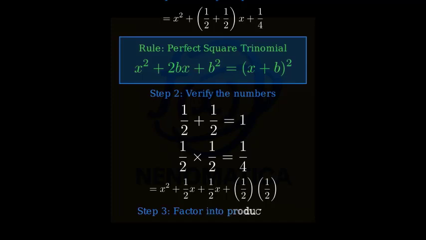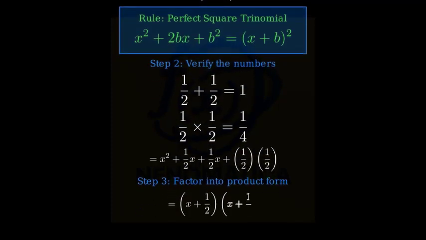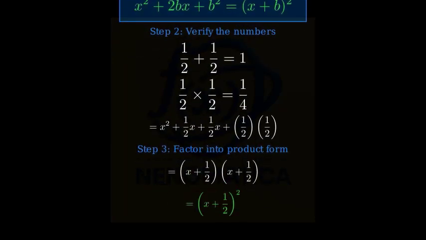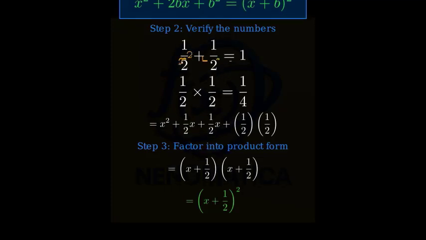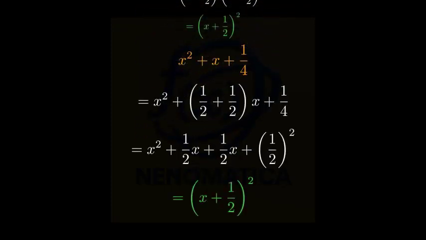Now, we can factor this expression. First, we get x plus 1/2 times x plus 1/2. This can be simplified further as the square of the quantity x plus 1/2. Let's recap this final example. We factorized x squared plus x plus 1/4 by recognizing that it's a perfect square trinomial. We identified that the middle term could be split as 1/2 plus 1/2, and the last term is the square of 1/2. This allowed us to factor the expression as the square of x plus 1/2.